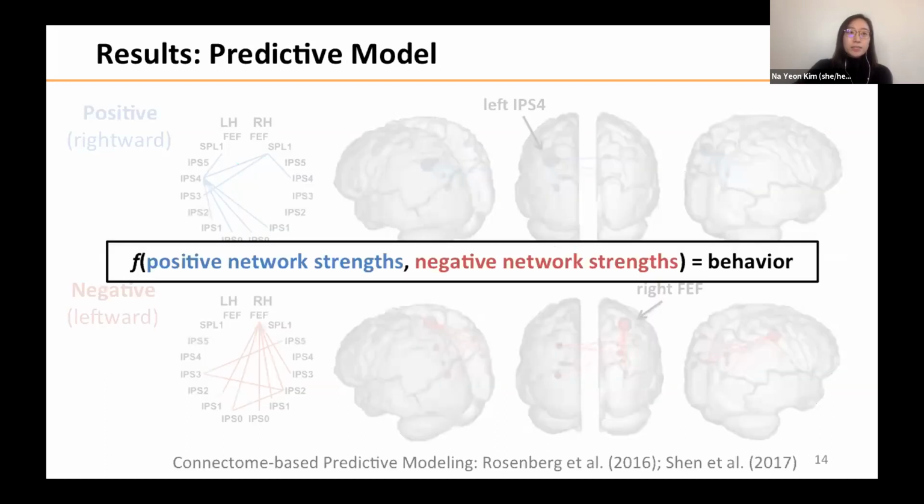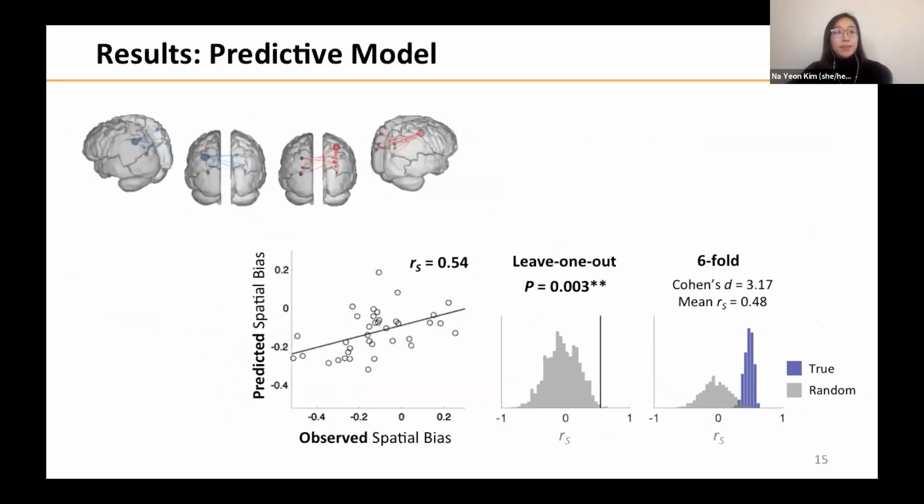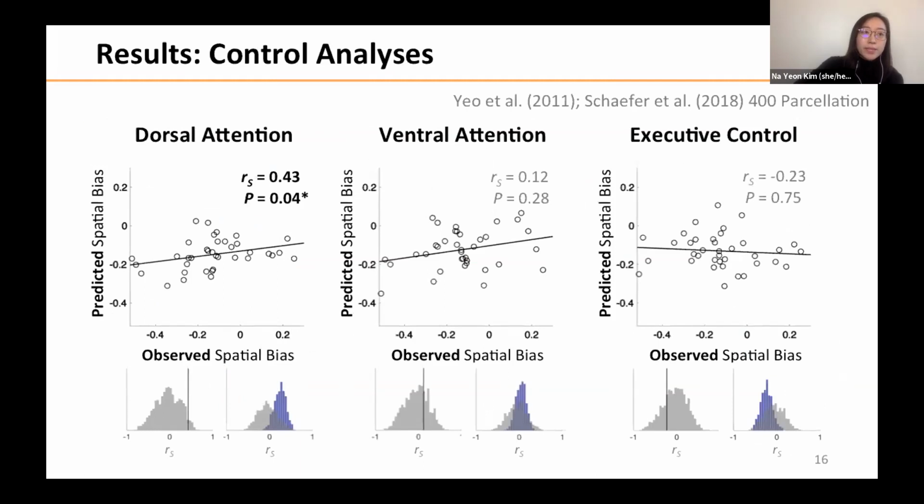We used connectome-based predictive modeling to build a linear model that can predict behavior from the sum of connectivity strengths of these selected edges. And the answer was yes. The predictive model based on functional connectivity within these areas successfully predicted spatial biases. We used two different cross-validation schemes to assess the model's performance, and they both indicated significant prediction. And we also found that prediction of spatial bias was specific to the dorsal attention network, which included the areas that we saw in the previous slide, but not other fronto-parietal networks.